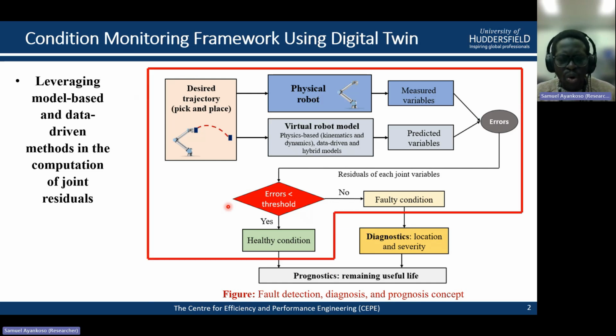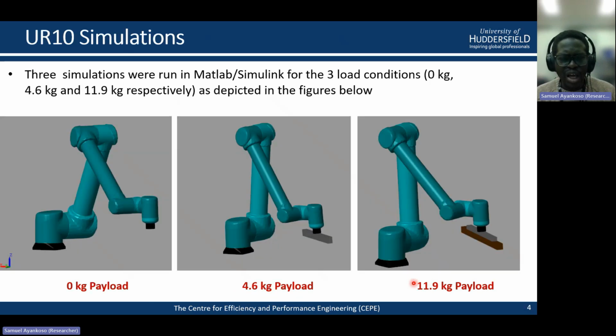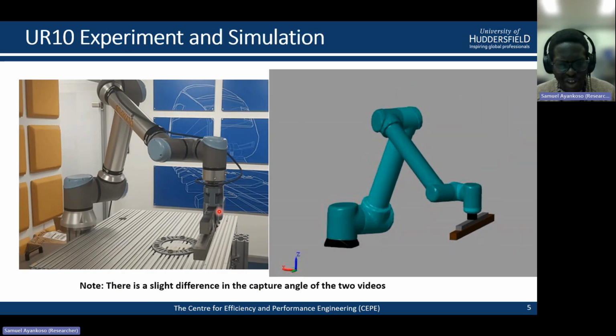Supposing we have three experiments. These three experiments, that is a UR10E cobot with different payloads, 0 kg payload, 4.6 kg payload, and 11.9 kg payload. We can, through the help of Synscape, replicate the same thing. So we can have the CAD design of the different payload, and by developing our digital twin, we can have this kind of results.